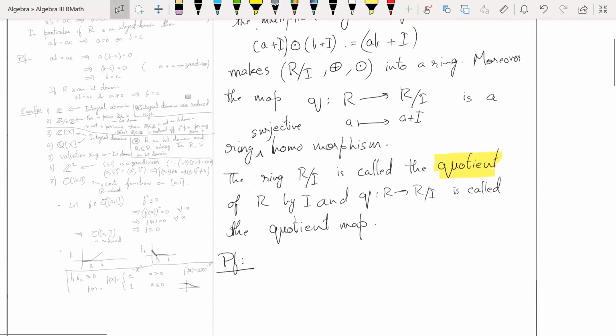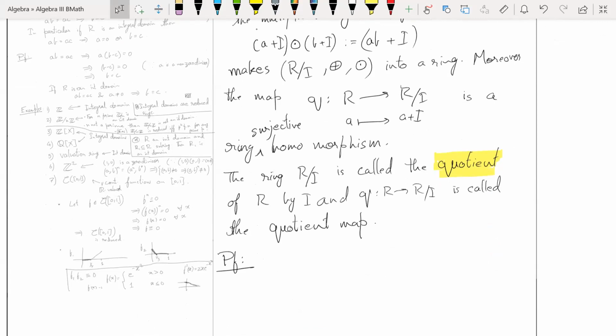This ring R mod I is called the quotient ring of R by the ideal I. We just say R mod I, but if you want to say it more explicitly, by the ideal I. And Q from R to R mod I is called the quotient map, or quotient homomorphism.